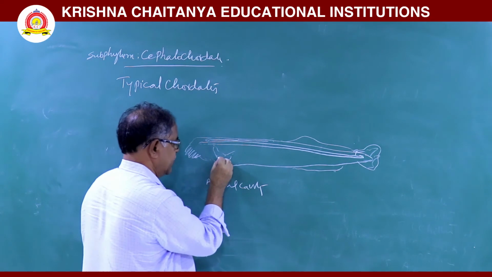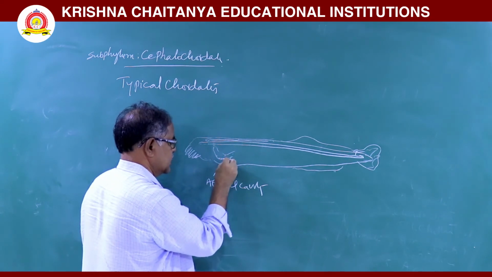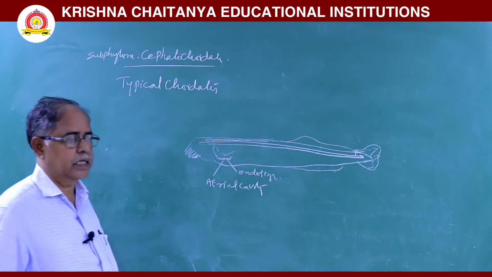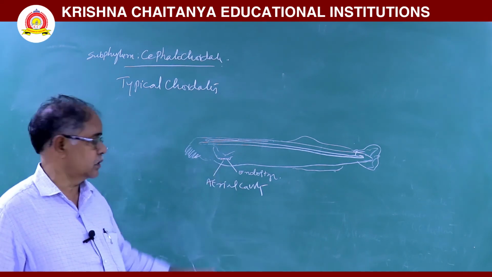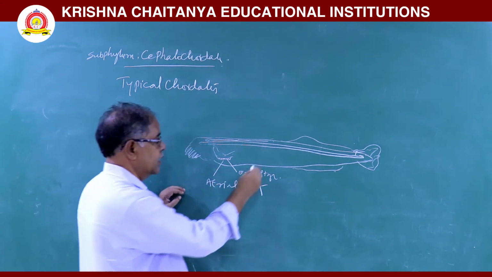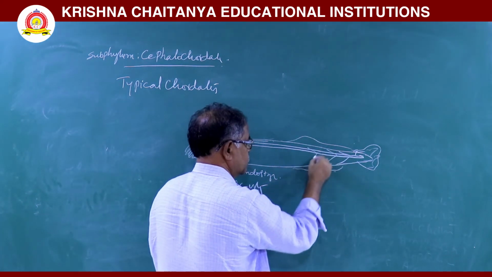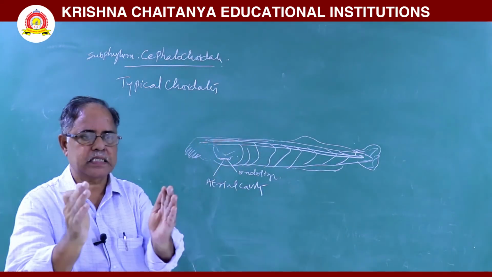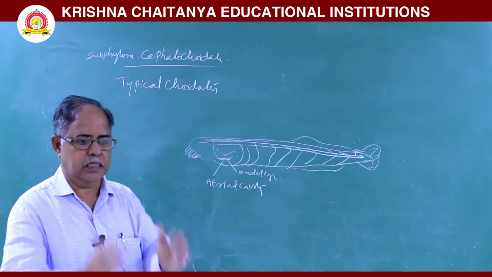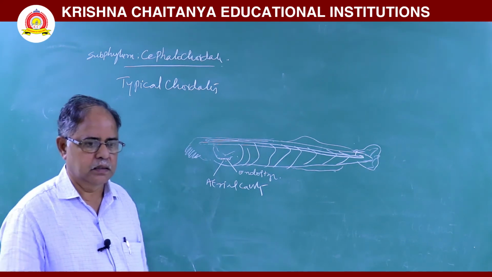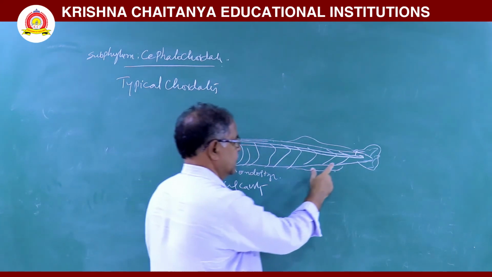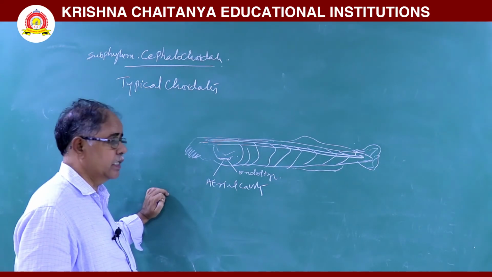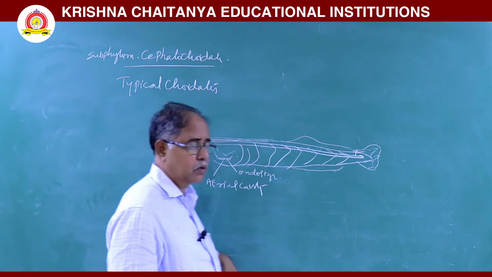On the ventral side of this pharynx, one groove-like structure is there, that is called an endostyle. Here the muscles are arranged as myotomes, blocks of bundles. Muscles are present as bundles. So the muscles are arranged as myotomes.